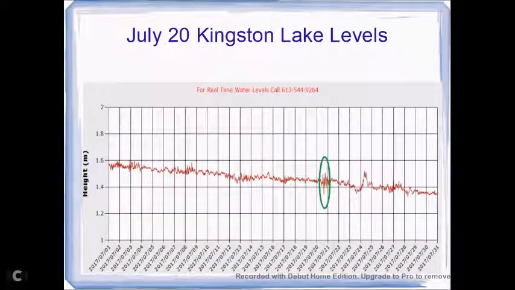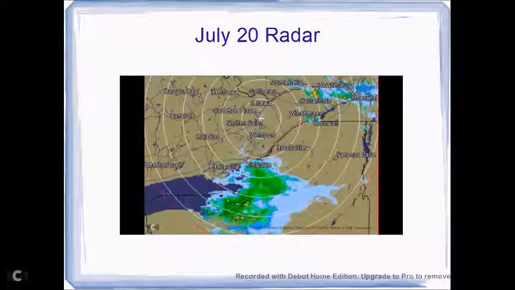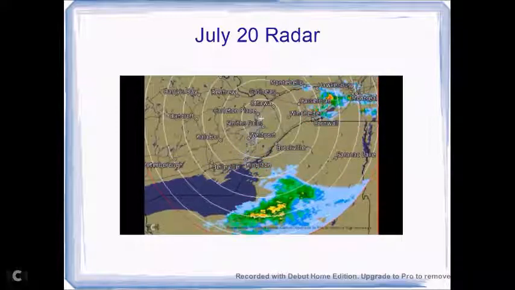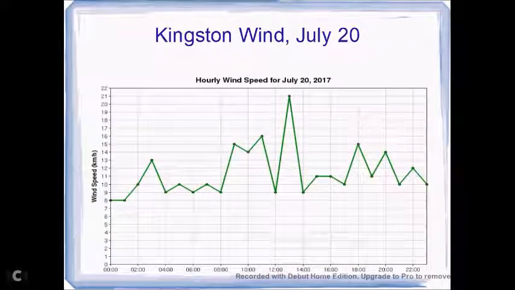On July 20th, the same sort of oscillation shows up in the hourly lake data. This time we'll start with the weather data. A larger rainstorm is crossing the entire eastern part of the lake. As this storm passes, the wind in Oswego shifts quickly from a north wind to a south wind between 1 and 2 p.m. The wind speed in Kingston shows a quick peak at this time. Because the force of the wind increases with the square of the velocity, this represents a 4-fold increase.